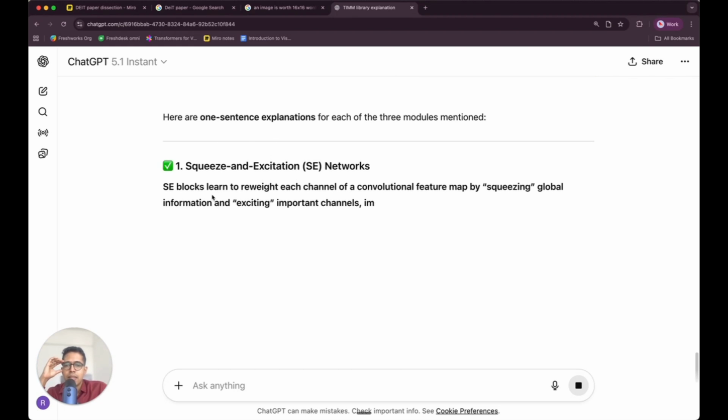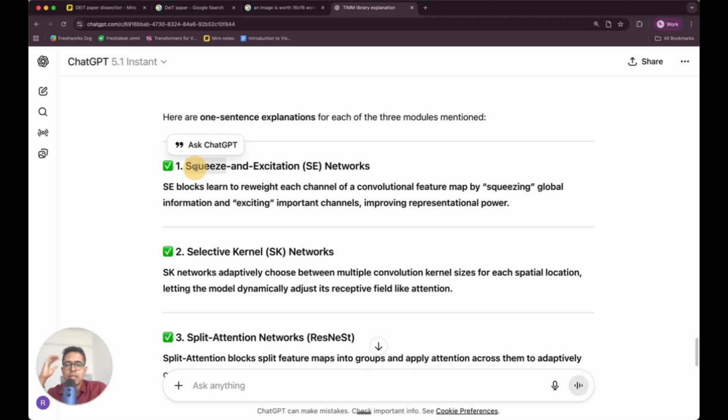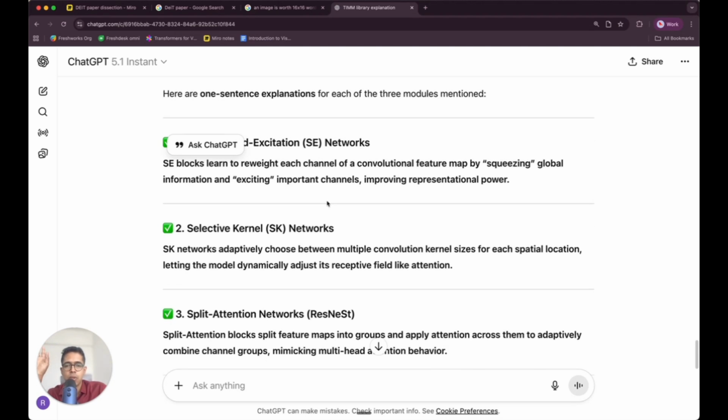Squeeze and excitation: SE blocks learn to reweight each channel of a convolution feature map by squeezing global information and exciting important channels. There was a SqueezeNet which had these squeezing operations. So I assume squeeze and excitation uses something similar. But anyways, let's not go into the detail.